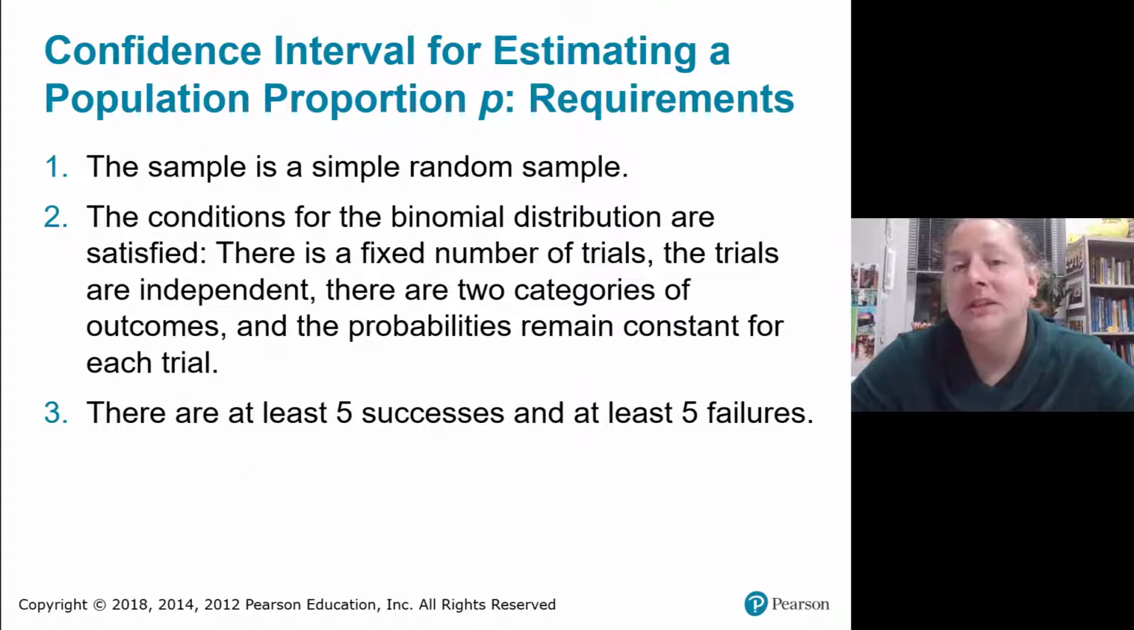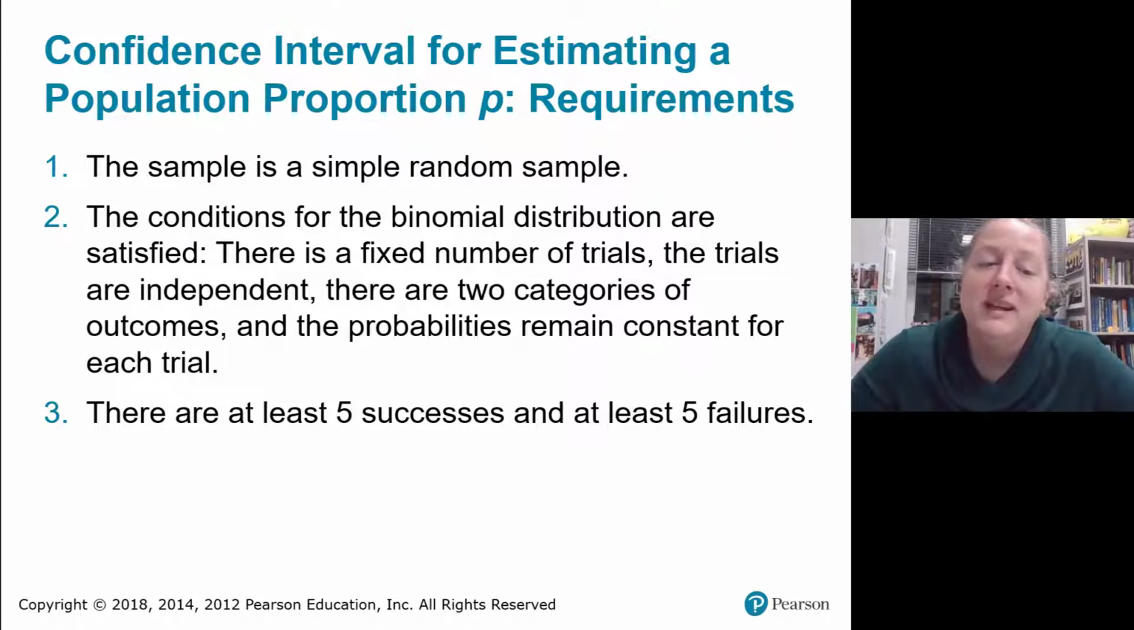So before we can construct a confidence interval, we need to check a couple of things to see if we have some simple requirements met. The first is that the sample is a simple random sample. The second is that we are dealing with a binomial distribution. In order for the sample proportion to mean something, we need the conditions for the binomial distribution to be satisfied. Those were that we had a fixed number of trials. The trials were all independent of one another. There were 2 categories of outcomes, and the probabilities remained constant for each trial.